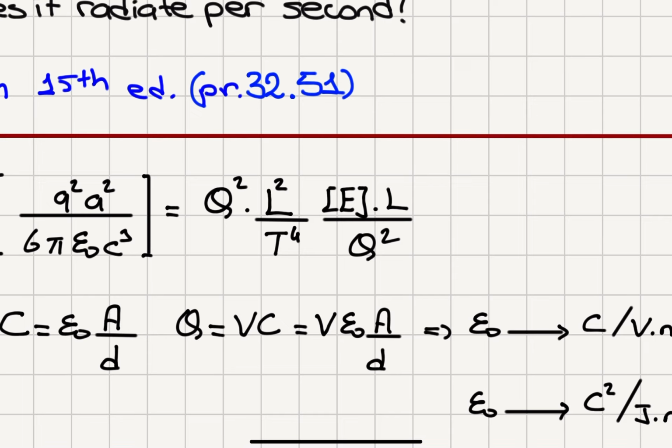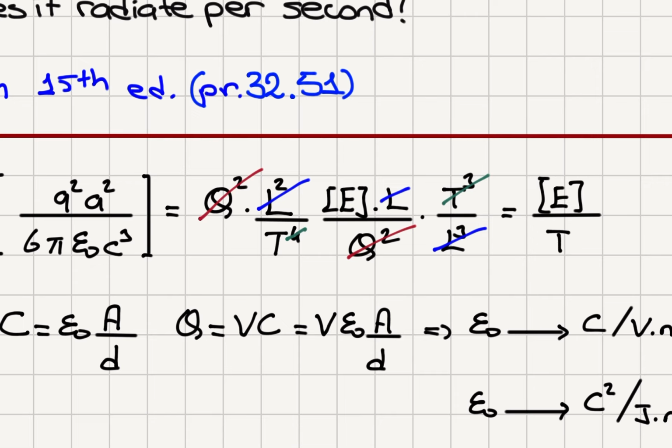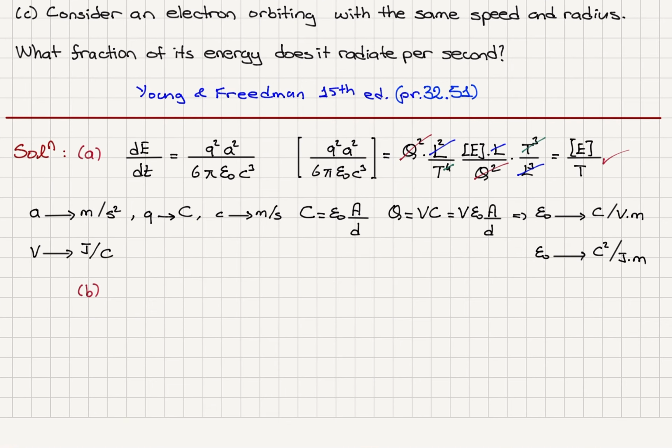And then I have 1 over c cubed. c is meters per second, so length over time. 1 over c is time over length, so time over length cubed. So T cubed over L cubed. So let's see what happens here. Q squares will cancel. You can see the L squared times L cubed cancels the L cubed at the bottom. Then I have T cubed, getting rid of this T to the fourth, making it T. The end result is dimension of energy divided by time, which is basically what we are looking for. dE/dt, dimension of energy divided by time. Okay, so that answers part A of the question.